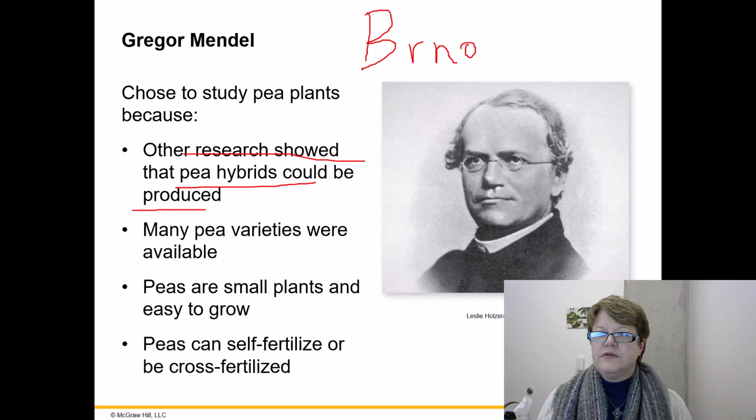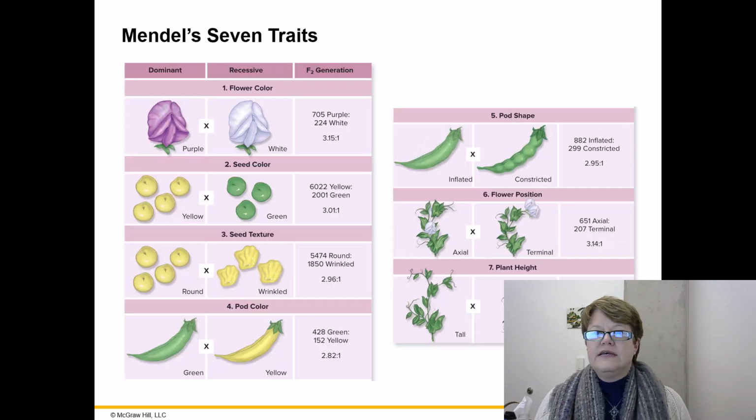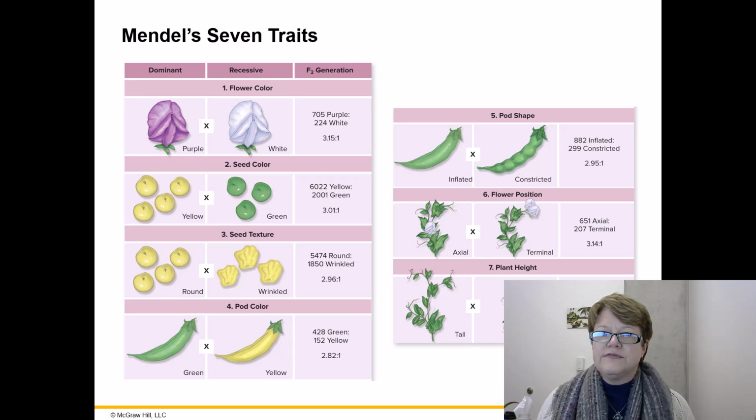He could get different pea varieties. Peas are pretty small plants, fairly easy to grow. They can be self-fertilized or cross-fertilized. So he managed to collect plants that had ultimately 7 traits. So when I say traits, I'm saying 7.